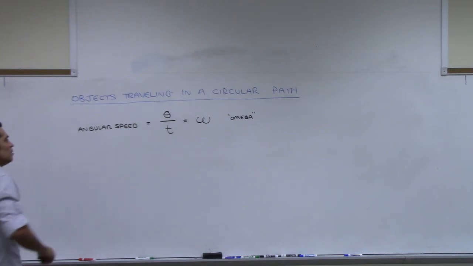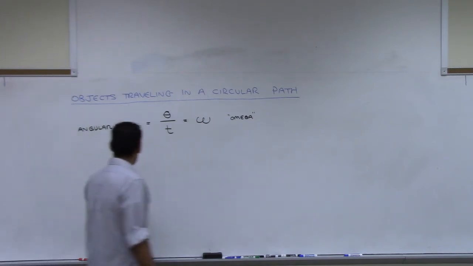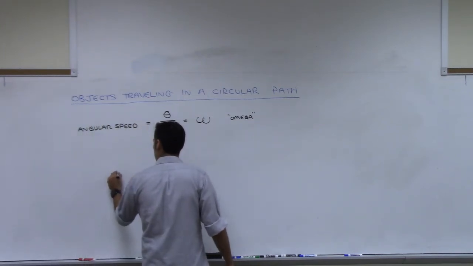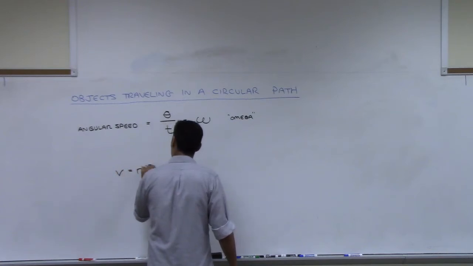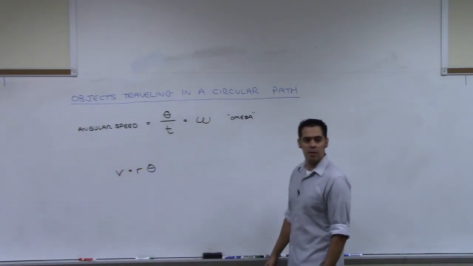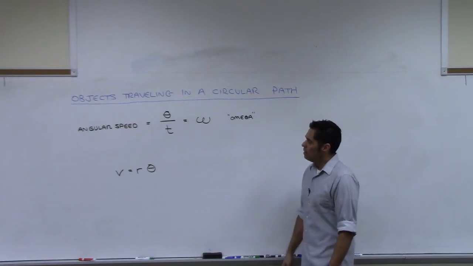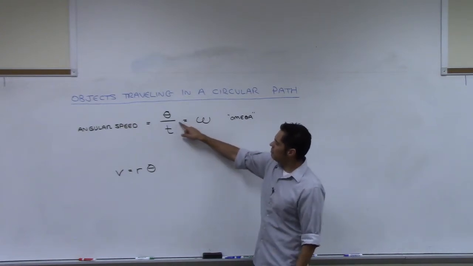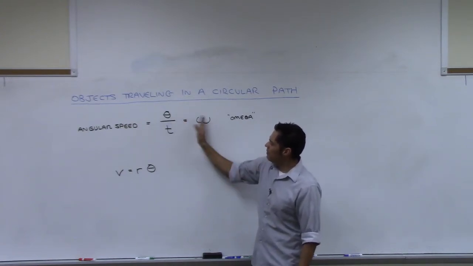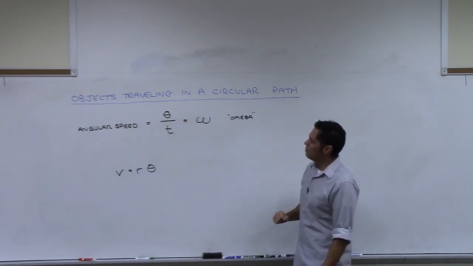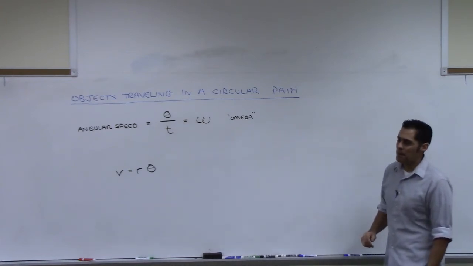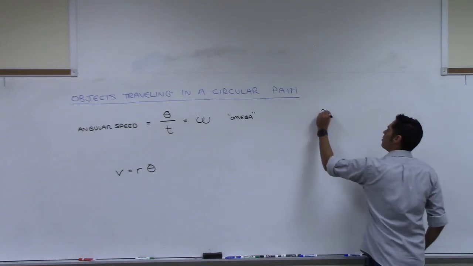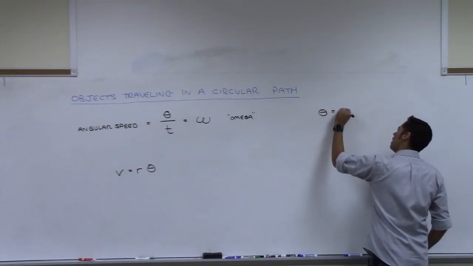Now with this formula, we actually can create a new formula. Check this out. Remember velocity was r theta? Remember that formula from earlier? Can you solve this for theta? What would it take to get theta by itself on this equation? Multiply both sides by t. So would you agree that theta is equal to omega times t?